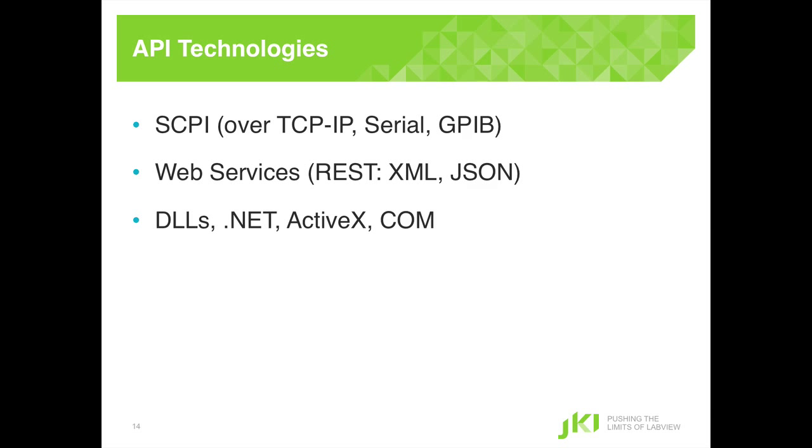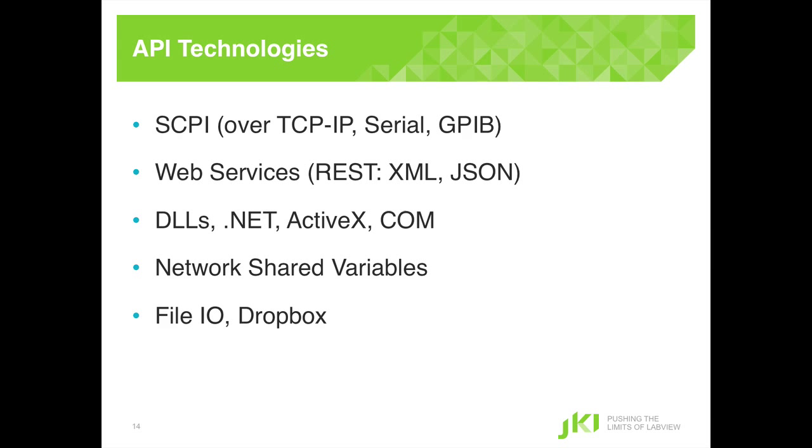Other API technologies, you can write DLLs. We heard somebody talking about that, Fabiola. Give the C programmers something to do. Network shared variables, those provide an API over the network to do stuff, and they definitely serve a purpose. File I/O, that's old school. Dropbox, hey, now you've got network connectivity, and you guys might laugh, but some of these things like File I/O and Dropbox can be pretty okay solutions. Let somebody else handle the network layer, security, user account management, and things like that. For one-off systems, maybe those are good options.